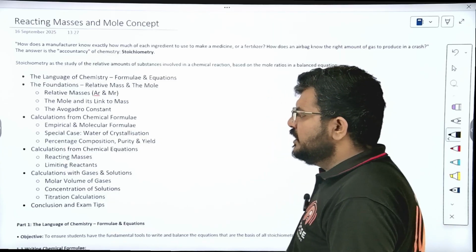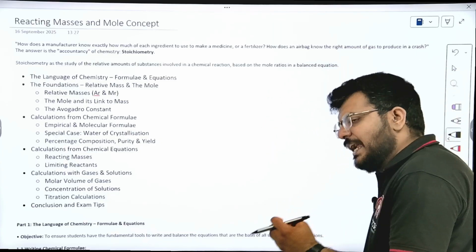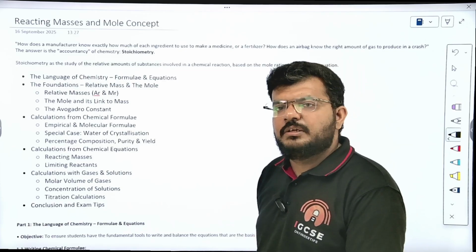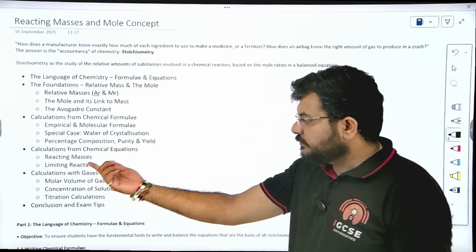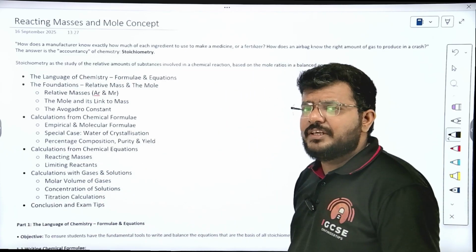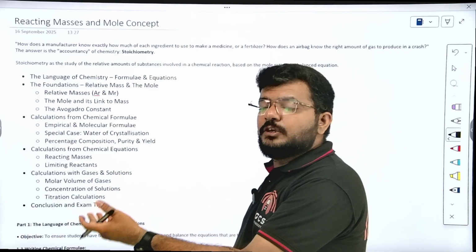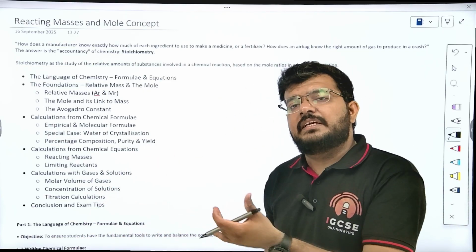Now calculations from chemical equations. What can we calculate from chemical equation? We can find out the masses of the reactant. We can find out which reactant will get over first. When it gets over, the reaction stops.